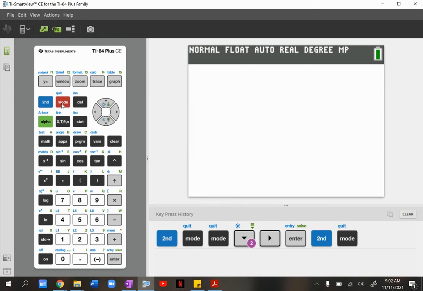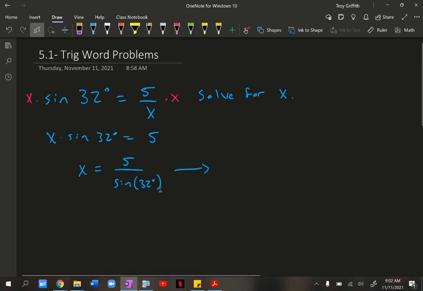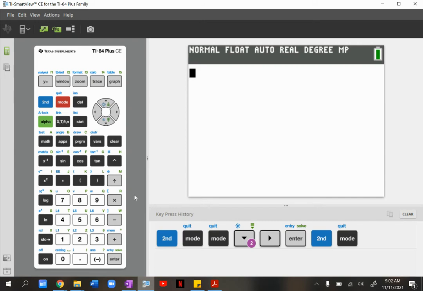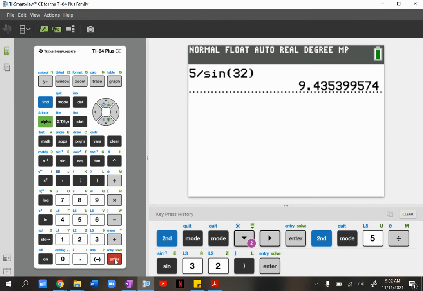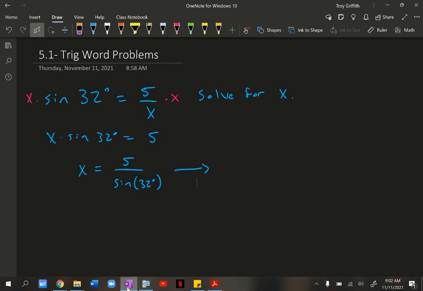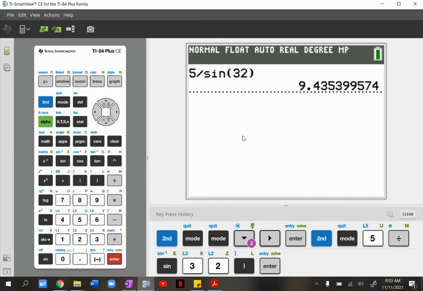So if I press second and quit, that gets me to the home screen. And again, what I'm trying to plug in right here is 5 divided by the sine of 32 degrees. And when I do that, I get an answer here of, we'll round to 3 decimal places, 9.435. Okay, so I can use the trig functions on the calculator to help me solve.